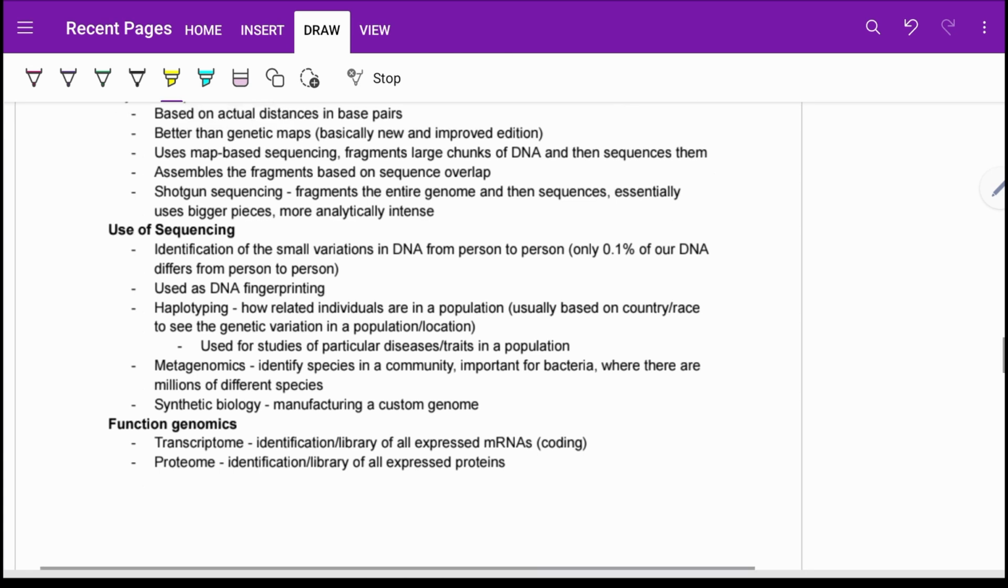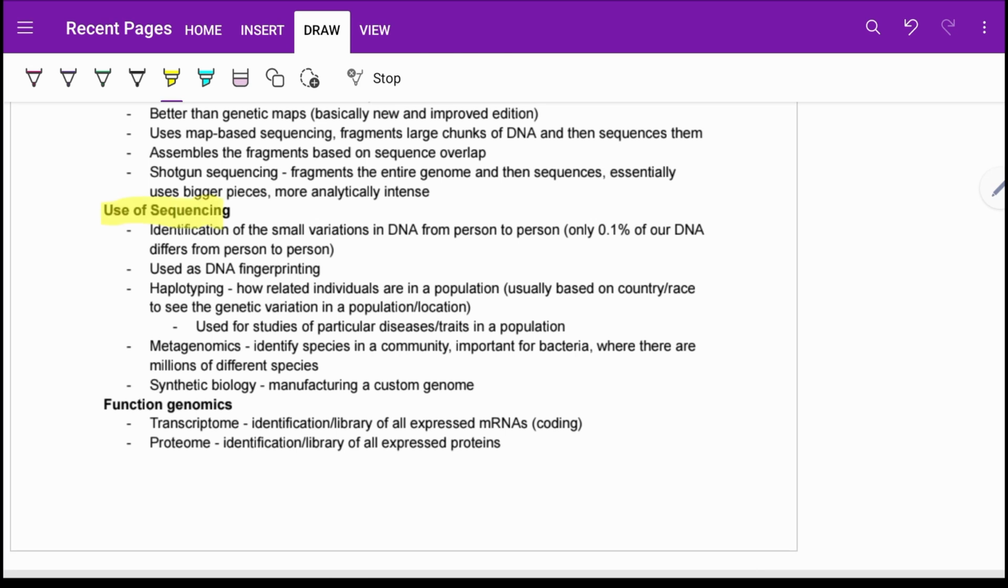Sequencing is super useful because we can identify the small variations in DNA from organism to organism, because really, even though everybody is wildly different phenotypically, only a very small percentage of our DNA differs from person to person. So we can use this for DNA fingerprinting, and we can also use this for haplotyping. So that's basically looking at how related people in a population are.